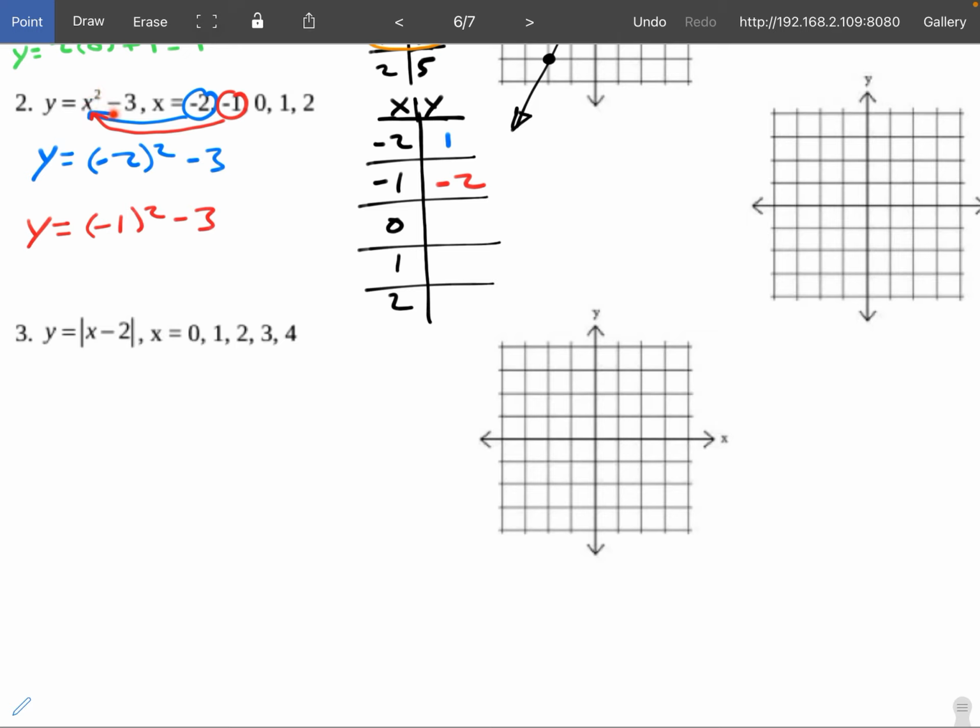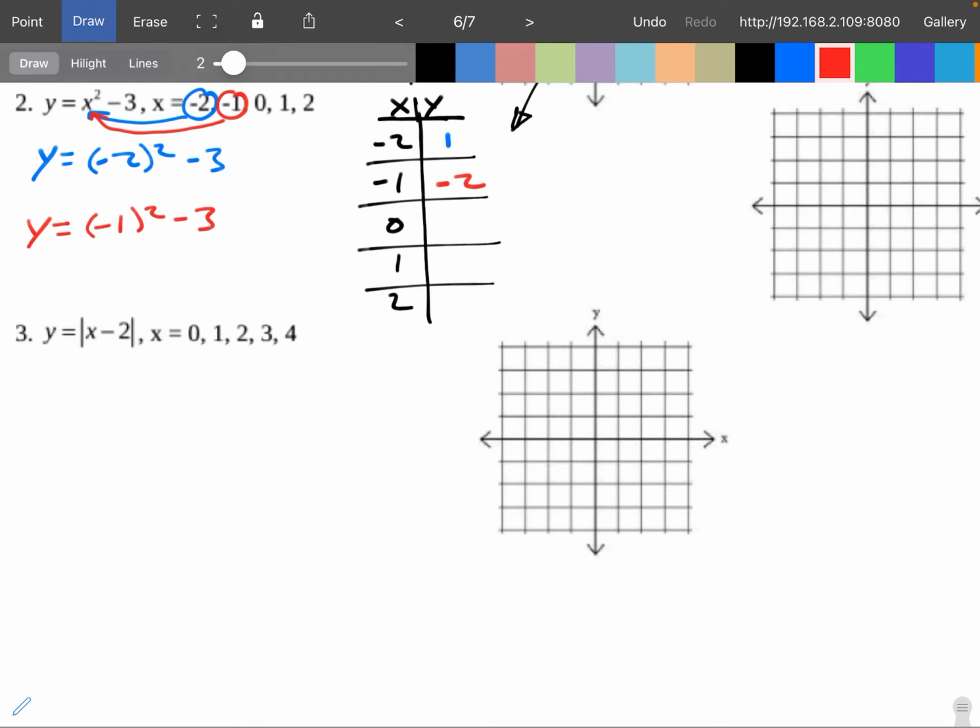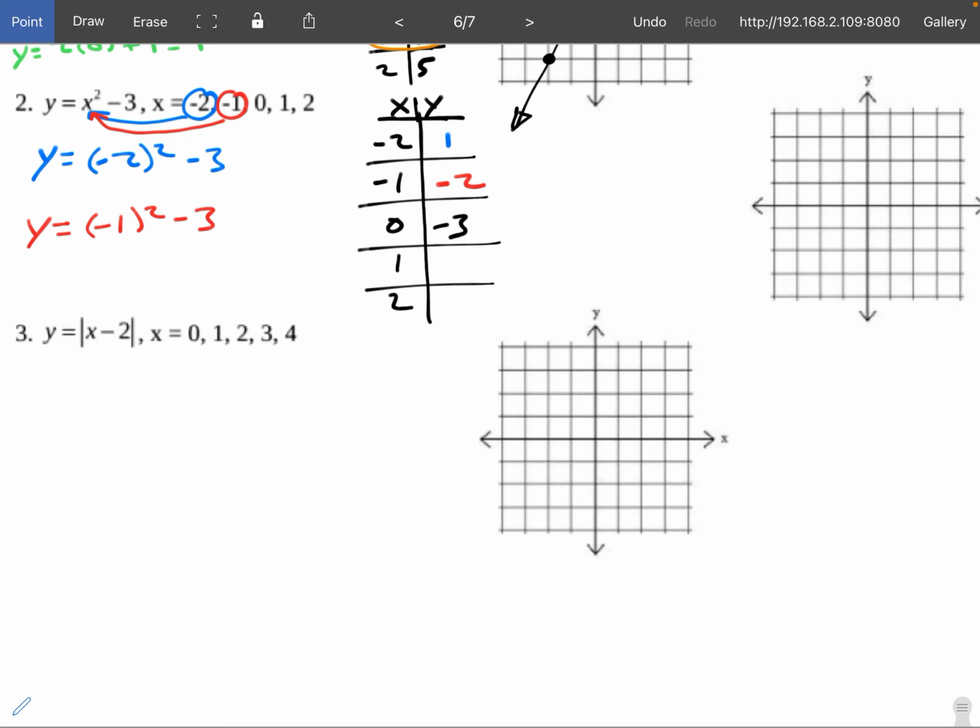What's 0 times 0? 0. 0 minus 3? So it'd be -3. So this one would be -3. Then we put in 1. So we're going to take 1 and put it in here for x.